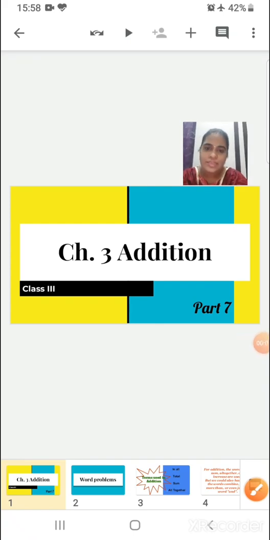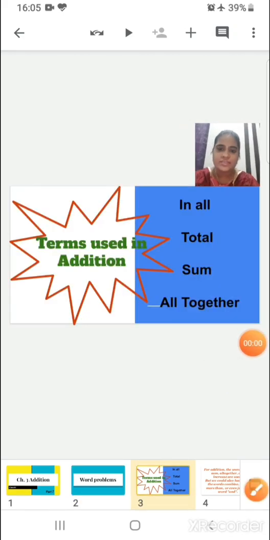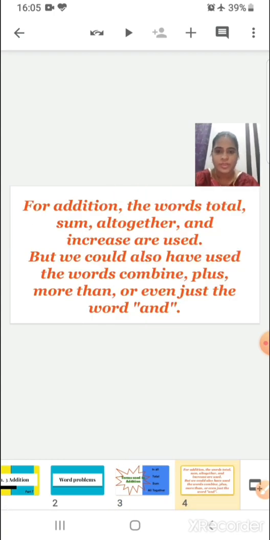Hello students, let us start today a new topic in chapter number 3, addition, which is word problems. Children, for identifying what type of word problem it is, addition or subtraction, these terms can be used: in all, total, sum, altogether. When we see these words in our question, we can identify that yes, this is an addition sum. There are other terms also like combine, plus, more than, or even just the word and.